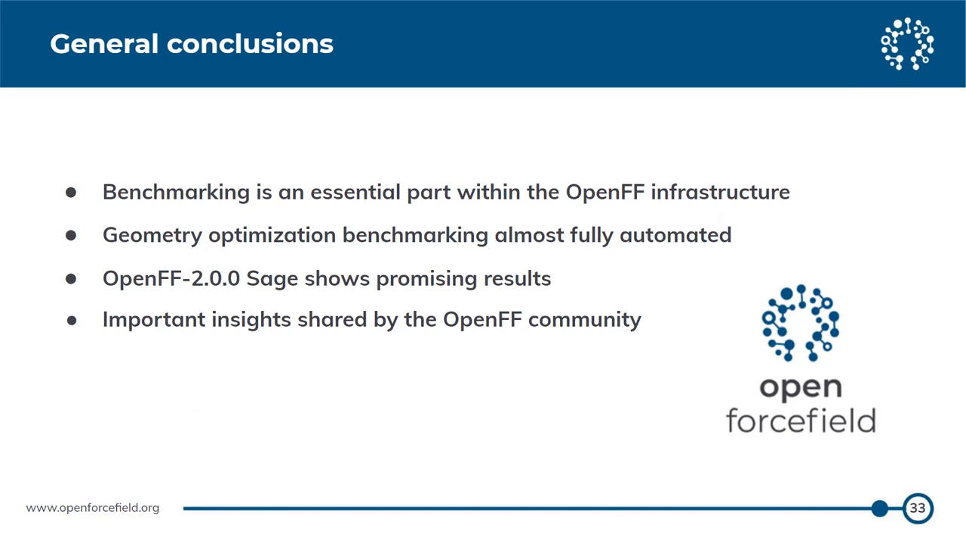Also, we are pretty happy because in general, geometry optimization benchmarking of small molecules has been fully automated. We are also happy because, as I showed, Sage is showing really promising results, solving some of the issues we have seen for Parsley 1.3 regarding torsions of specific chemistry. And it probably constitutes nowadays the best free open source alternative. We also have seen that important insight can be shared by the OpenFF community, as in the case of the proposed analysis or the code to identify geometrical issues that was shared by Thomas Fox.